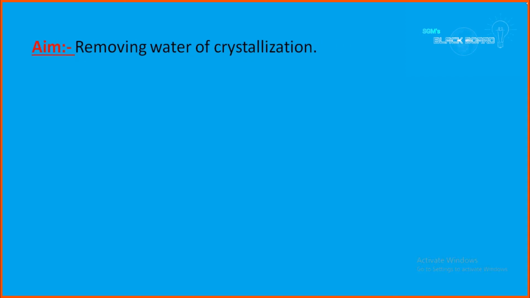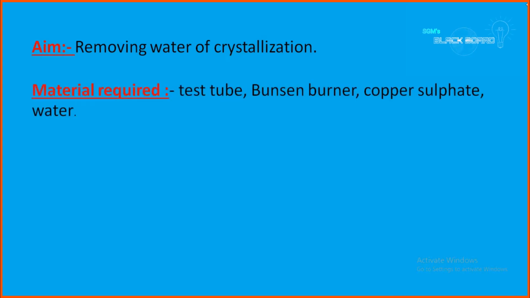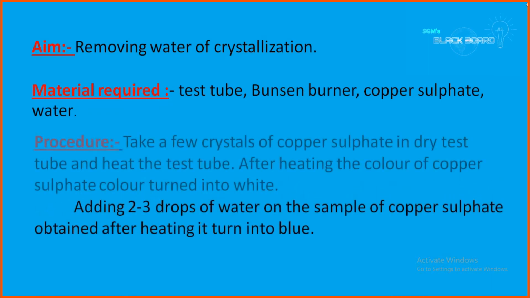Let us see an activity to remove water of crystallization. The aim of the experiment is removing water of crystallization. The materials required: test tube, Bunsen burner or spirit lamp, copper sulfate and water. Procedure: take a few crystals of copper sulfate in a dry test tube and heat the test tube.